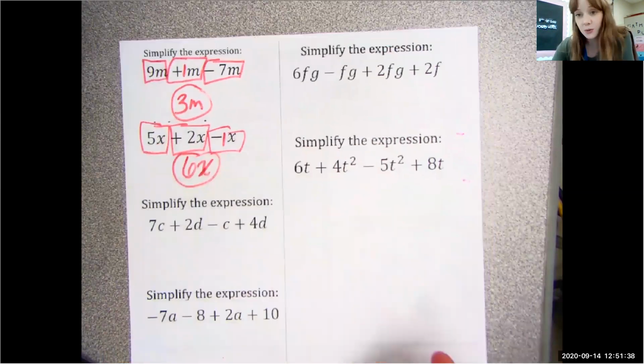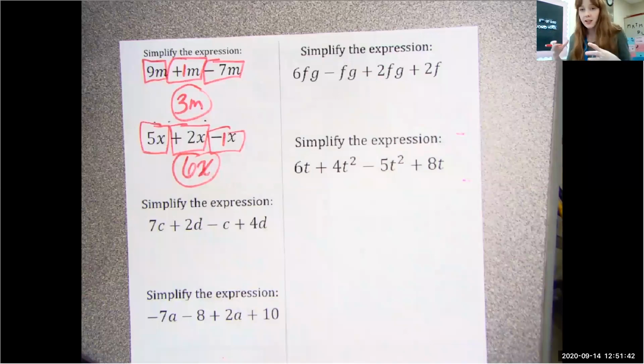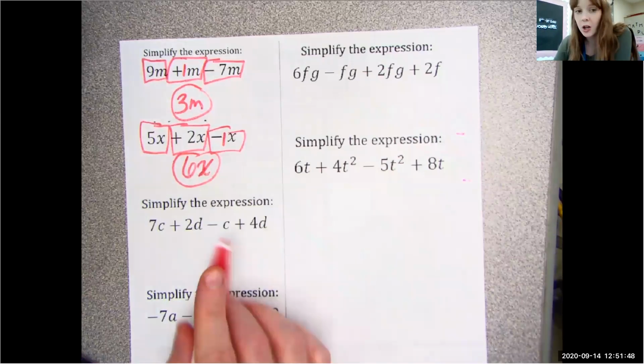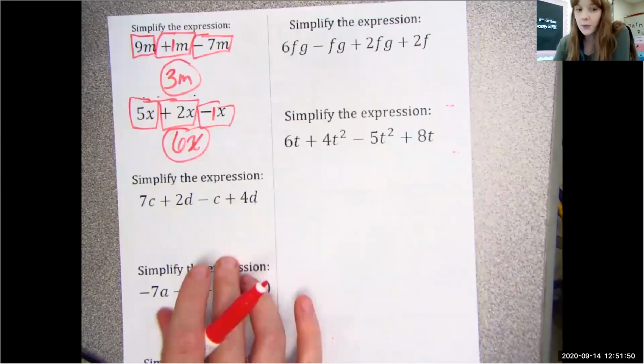It's not x equals 6. We're combining the like terms. We're trying to figure out how many x's we have in total or how many c's and d's we have in total like in the next one. Next one's a little bit harder because they're not all the same variable.